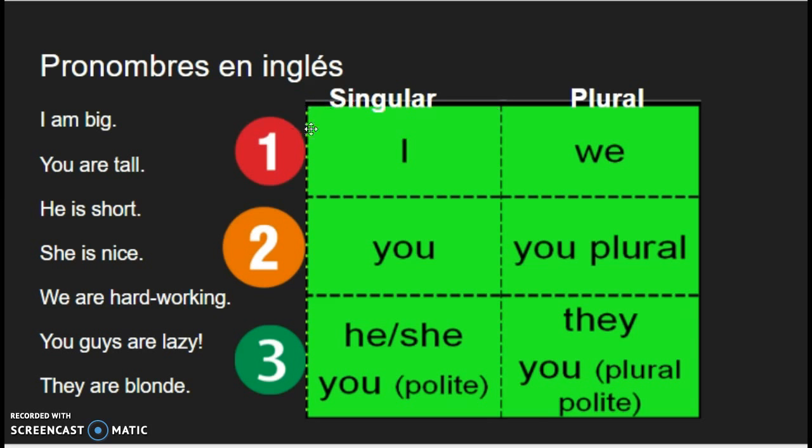So we're going to learn this chart in Spanish in just a second, and that's what I do want you to write down in your notes, for sure, definitely. But this chart is going to be organized the exact same way in Spanish.